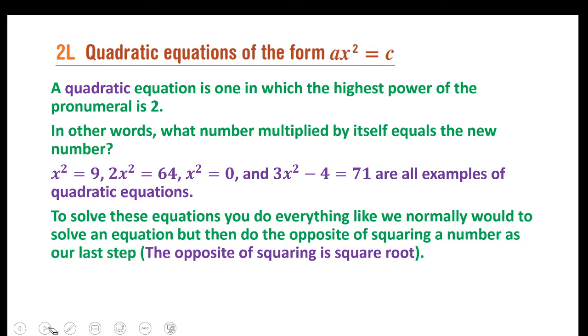So to solve these equations, you would do everything like you normally would to solve an equation, but then you do the opposite of squaring a number as our last step. So the opposite of squaring is the square root, okay? We have talked about these a little bit before, but the opposite of squaring a number is taking the square root of that number. So the opposite of 4 squared, so 16, is the square root of 16, which is 4.